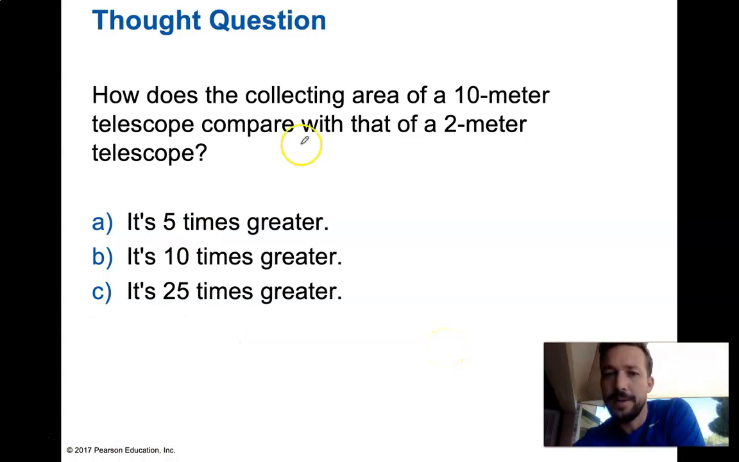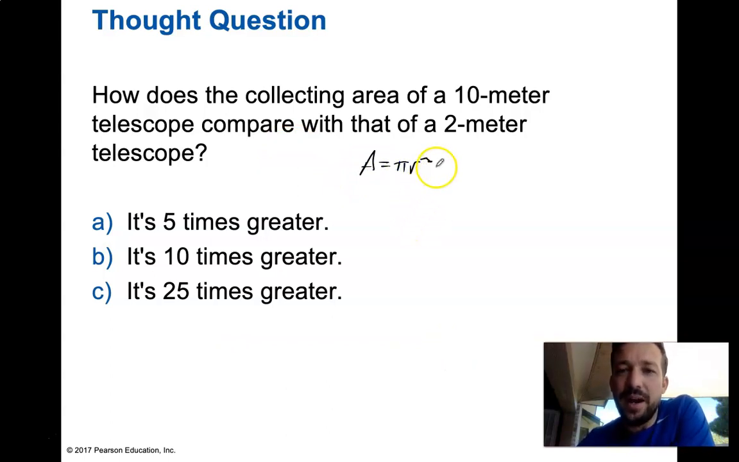Our formula for area is pi r squared. What you want to do is find the area of both of these. So you have pi. One of them has a diameter of 2, so that means it has a radius of 1, correct? So it's going to be 1 squared. 1 squared is 1. So the area of the 2-meter telescope is only pi.